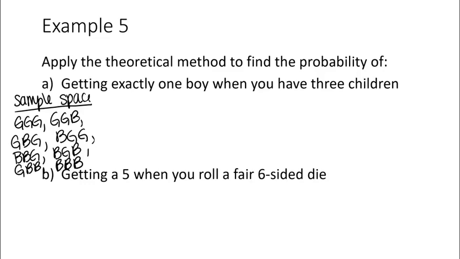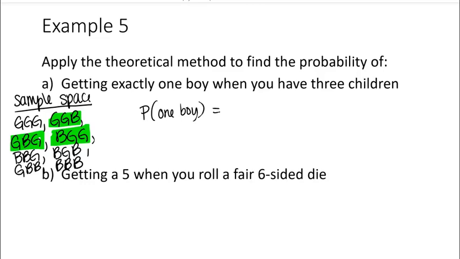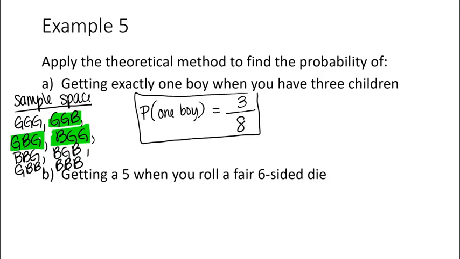Now, if I'm looking for the probability of 1 boy in the family, I have to look and see. There's 1 boy in the family. There's 1 boy in the family. There's 1 boy in the family. There were 3 ways of getting exactly 1 boy out of the total 1, 2, 3, 4, 5, 6, 7, 8 options. 3 out of 8.